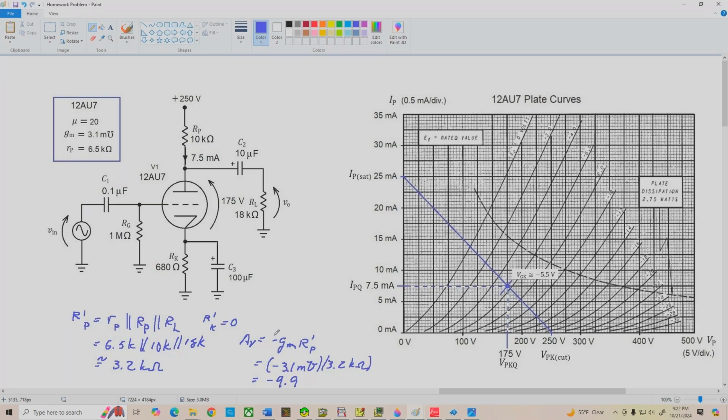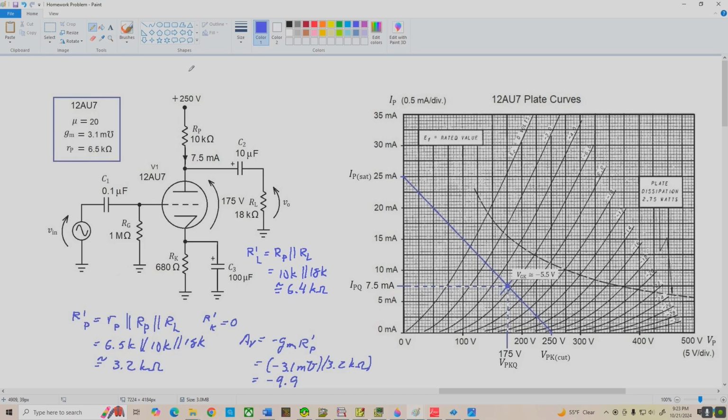Alright, now let's start our large signal AC analysis. We'll begin by determining R prime L, which equals RP in parallel with RL. That's 10K in parallel with 18K, and that works out to be about 6.4 K ohms. All right, now we'll use this to determine the endpoints of our AC load line.